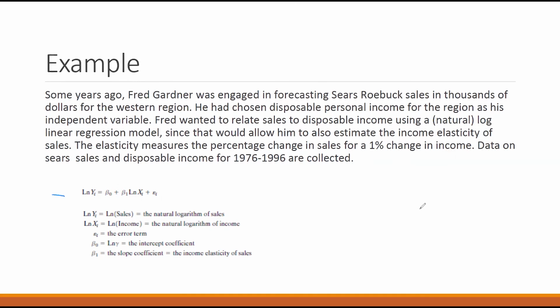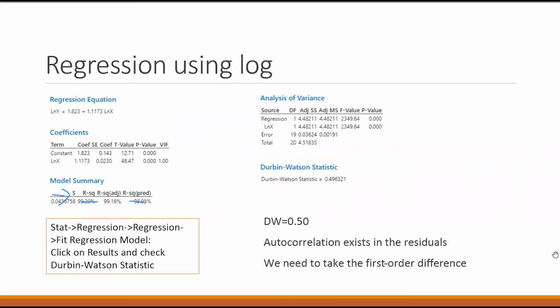So this is the model. The analyst in this question was using the natural log values, taking the log of y and taking the log of x, but the concept is still the same. So the dependent variable is sales, independent variable is disposable personal income for the region. First of all, we run the regression and check the Durbin-Watson statistics to see if we have serial correlation. By the way, if you want to run this regression, the name of the data file is called Sears.